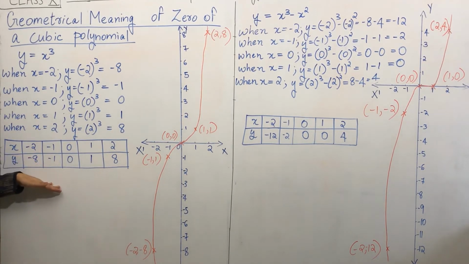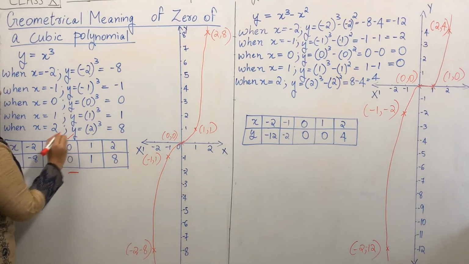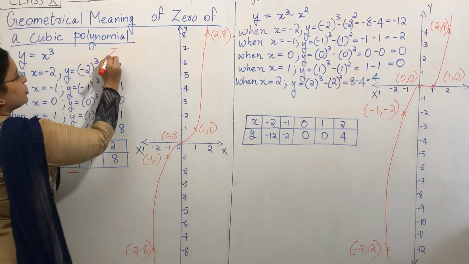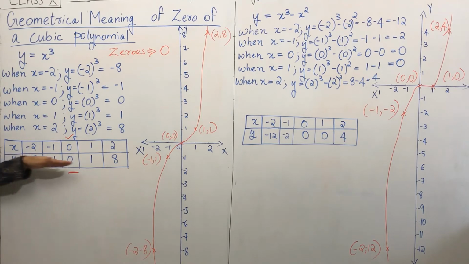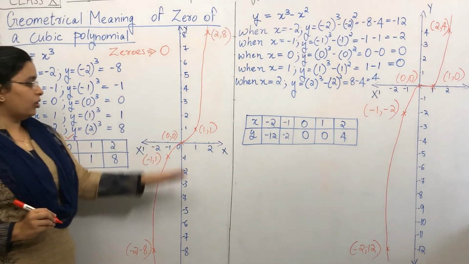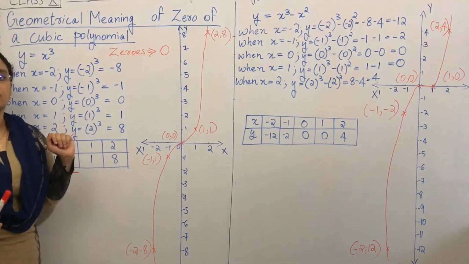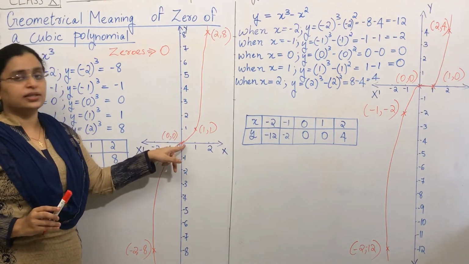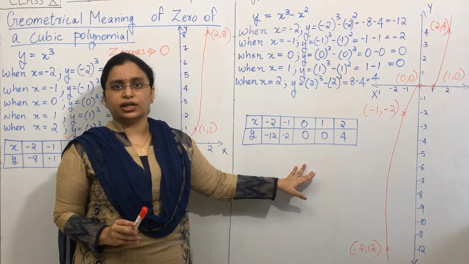Now we are tabulating the corresponding x and y values: (minus 2, minus 8), (minus 1, minus 1), (0, 0), (1, 1), (2, 8). Here y becomes 0, and the corresponding value of x when y becomes 0 equals 0. So we got only one zero, that is 0. Y becomes 0 in only one case. Now we are plotting it in a graph. In this graph, we can see that only at one point does the graph intersect the x-axis, because it has only one zero.